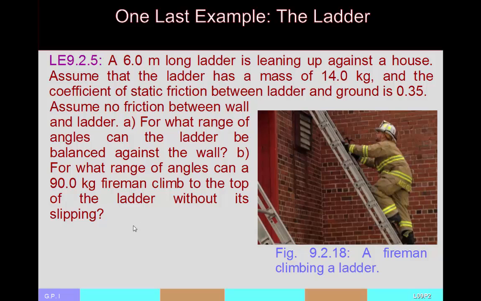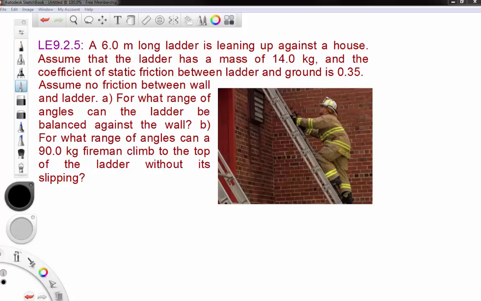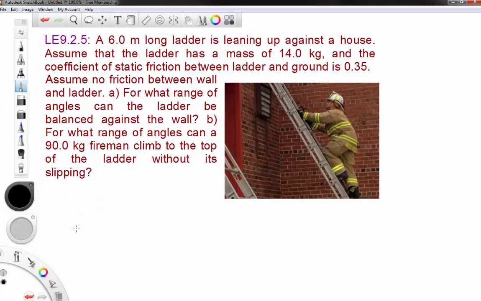The question is, what is the range of angles at which we can balance this ladder against the wall without the firefighter being on the ladder? And then what is the range of angles at which the firefighter can make it to the top of the ladder without the ladder slipping? In order to solve this problem, it may be helpful to begin by drawing a couple of diagrams. One is just a simple diagram of the ladder, which is maybe like this, and I'm going to draw in the forces and the angles. Here's angle theta, the angle that we're solving for. We'll call this angle phi, which is 90 minus theta.